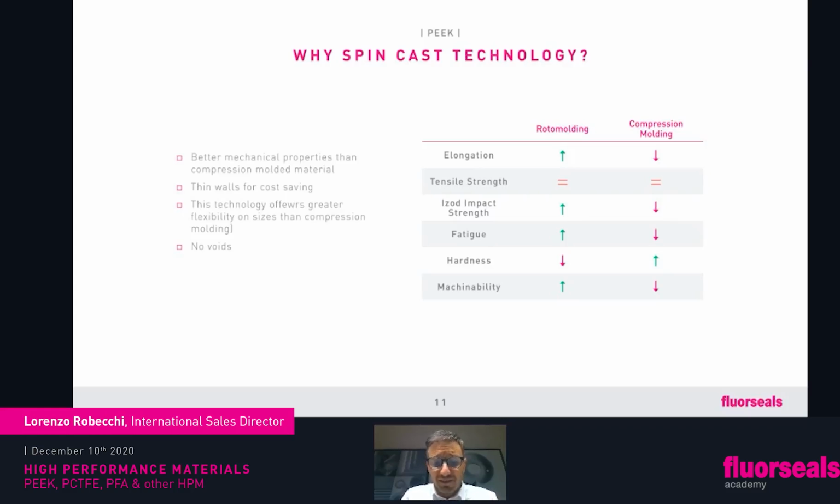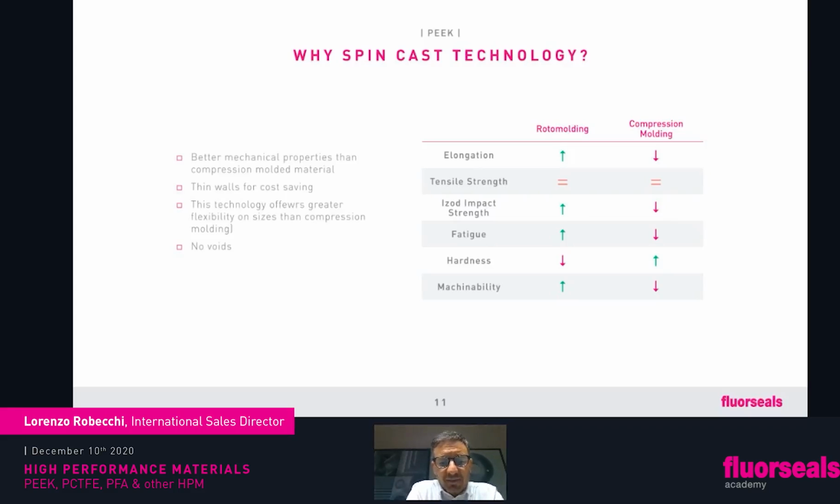And in compression molding, this is a problem. Spin cast billets are free to cool without a mold. What does it mean? They release the tension. What does it mean? When you go and machine it, they are much more likely to keep the tolerance that you're after.